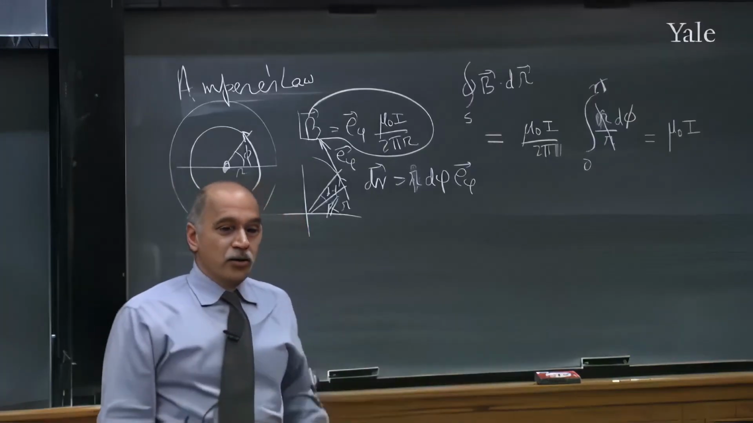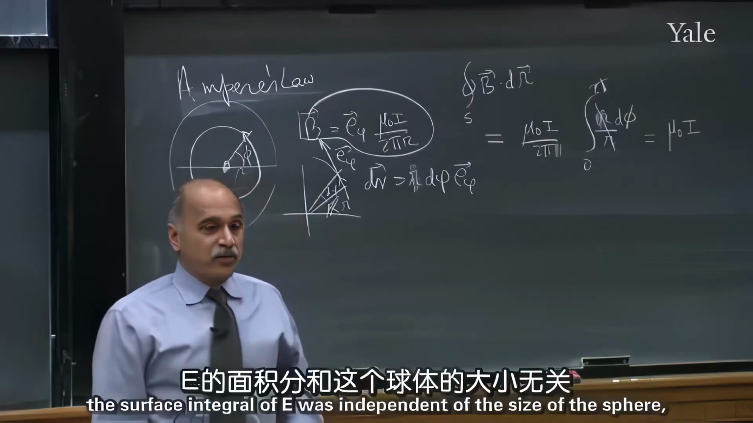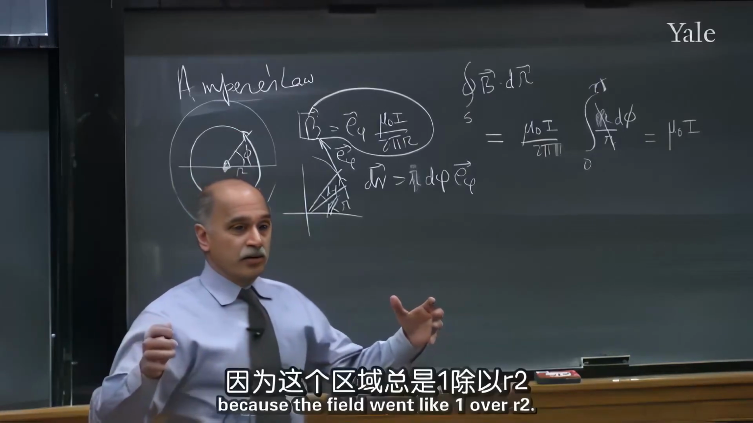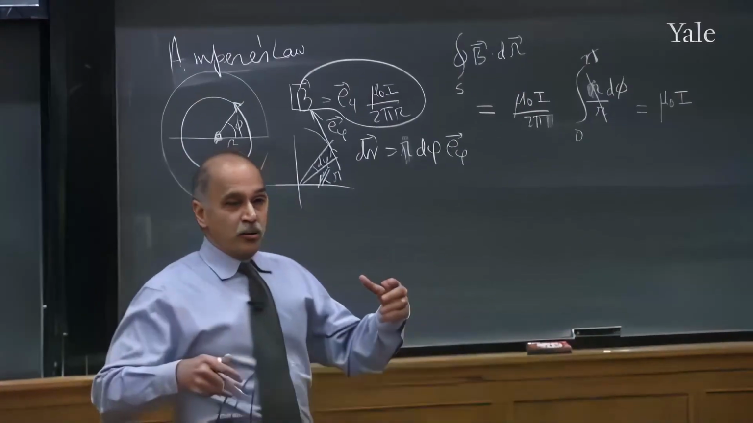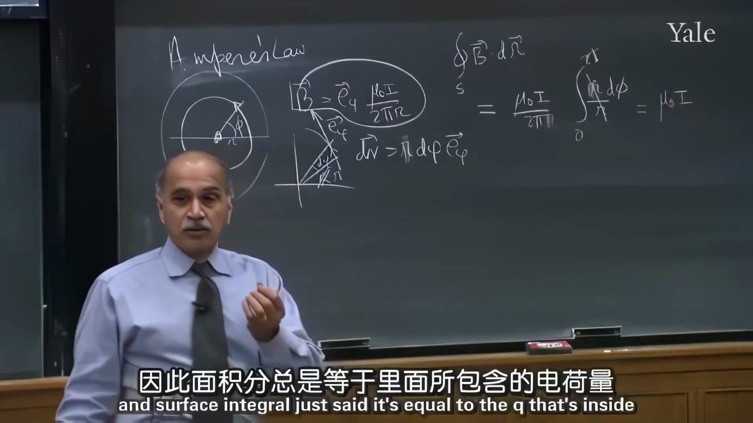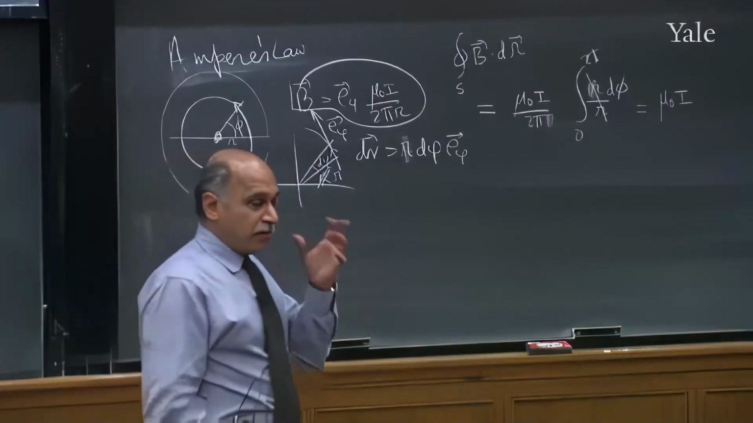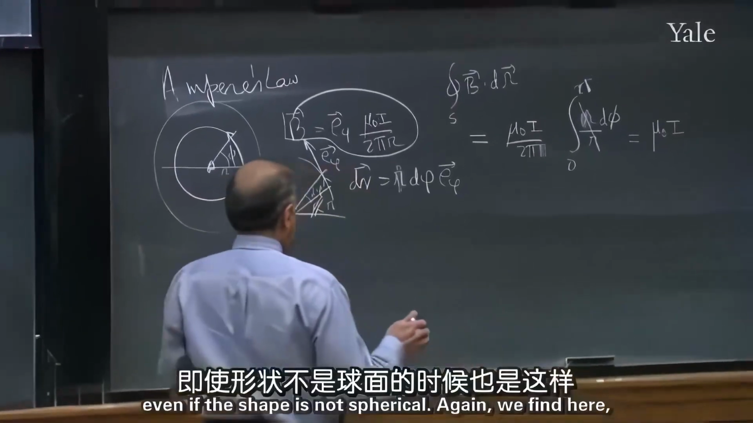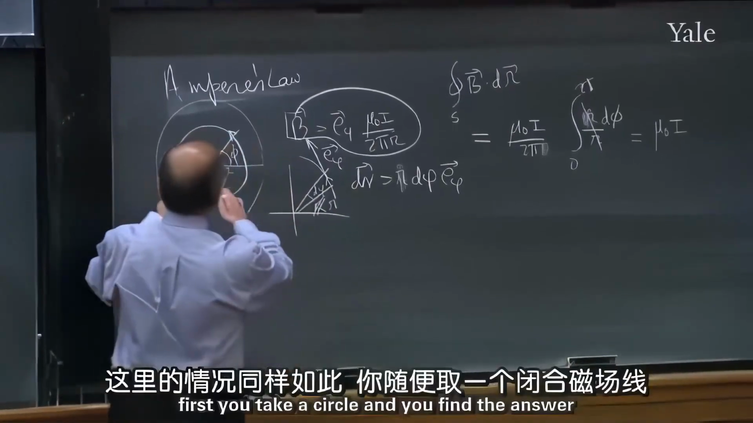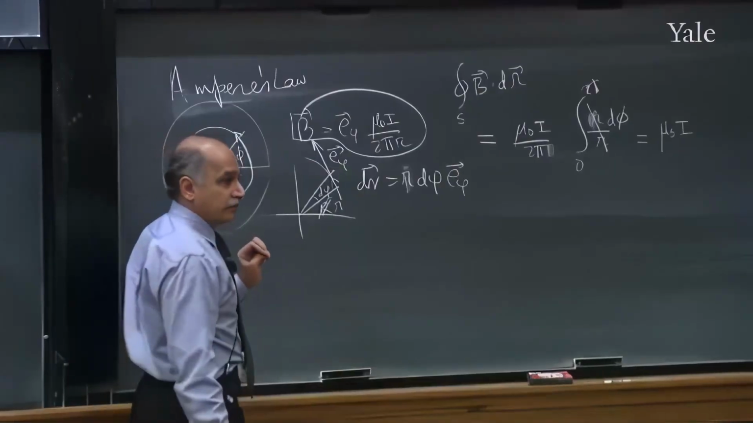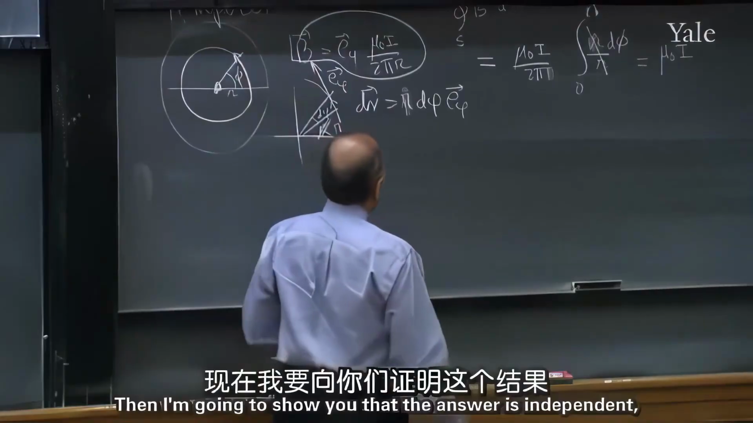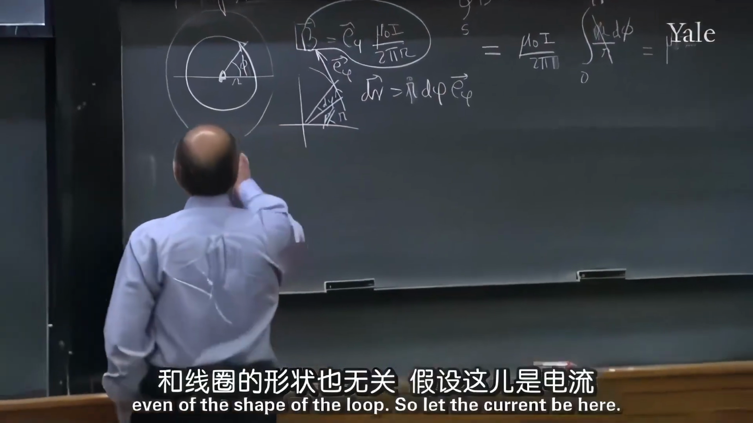Yes, Gauss's law. When you took a single charge, the surface integral of E was independent of the size of the sphere, because the field went like 1 over r squared, the area of the sphere went like r squared, and the surface integral just said it's equal to the q that's inside. Then, of course, we found it's true even if the shape is not spherical. Again, we find here, first you take a circle and you find the answer is independent of the radius of the circle. Okay, then I'm going to show you that the answer is independent even of the shape of the loop.